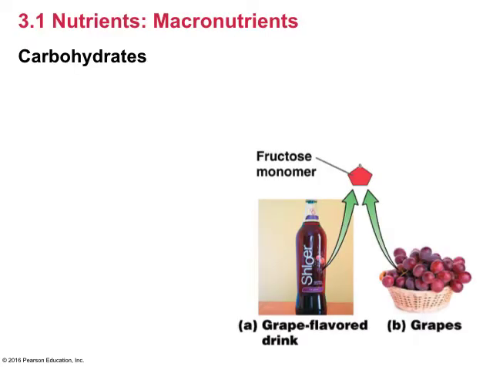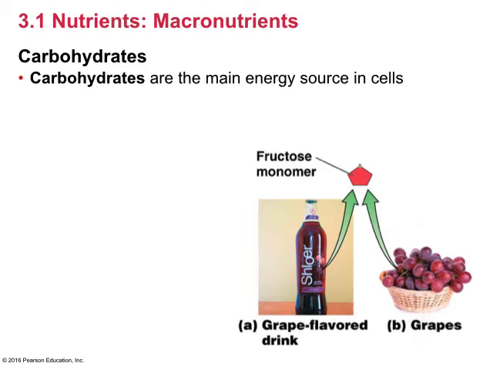So macronutrients: carbohydrates are the main energy source in cells. The cells in your body are mainly powered by glucose, which is a type of carbohydrate. It's a monosaccharide, which means one sugar.